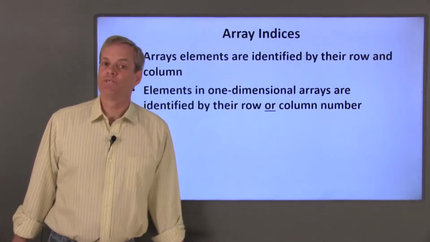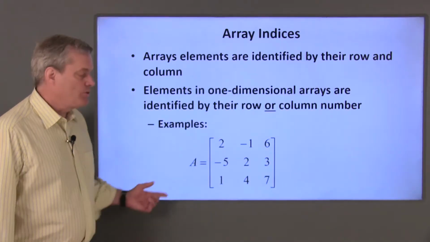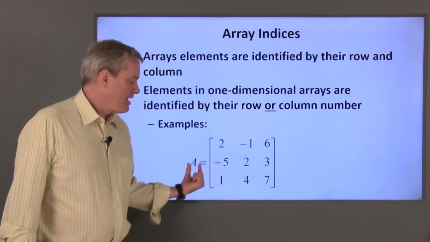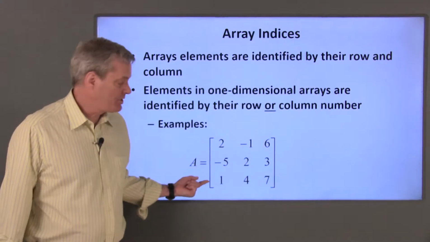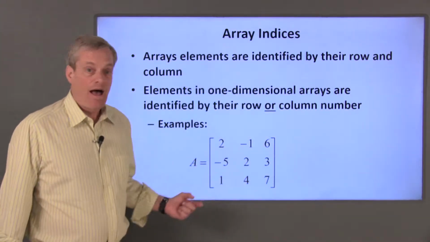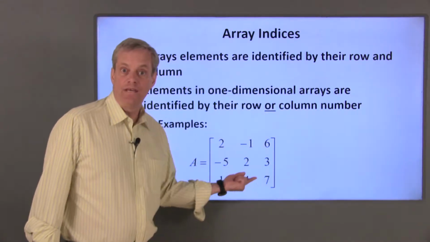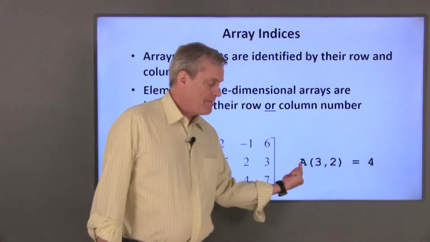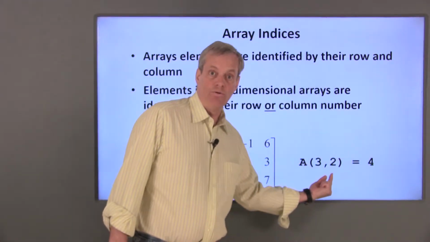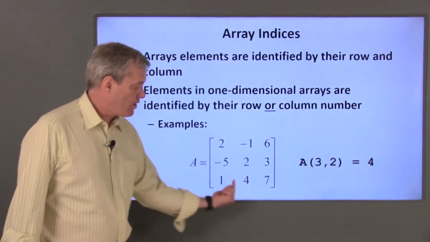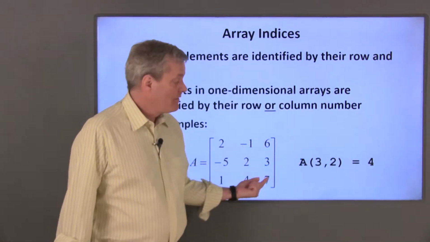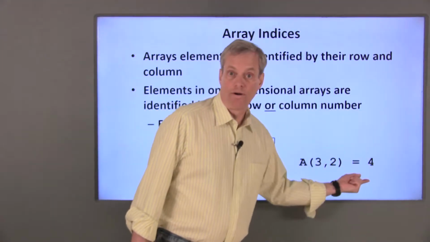Let's do some examples to illustrate this. Suppose I have a 2-dimensional array named A in my workspace, which contains these numbers. I want this value here. In MATLAB, I can type A of 3, 2 to get the element in the third row and the second column. This returns the number 4.